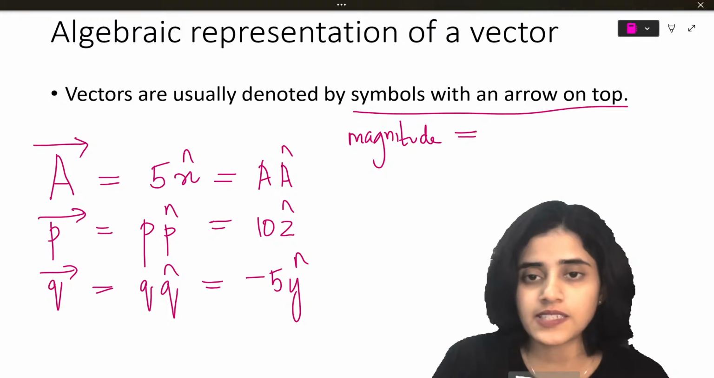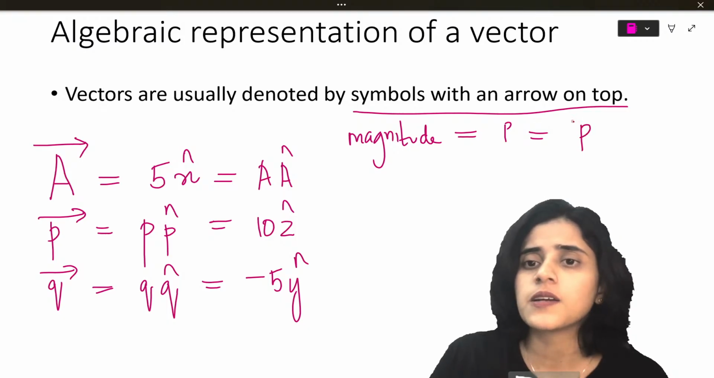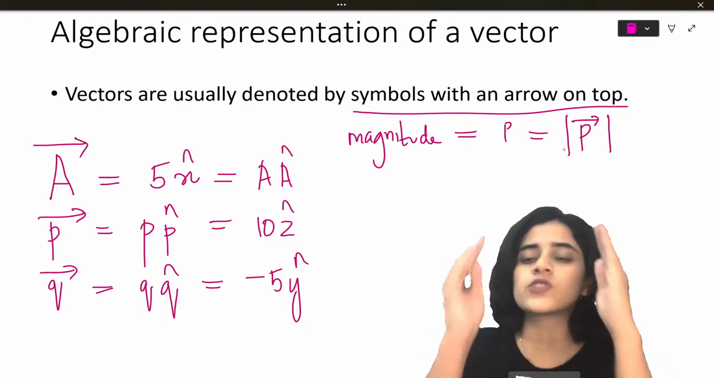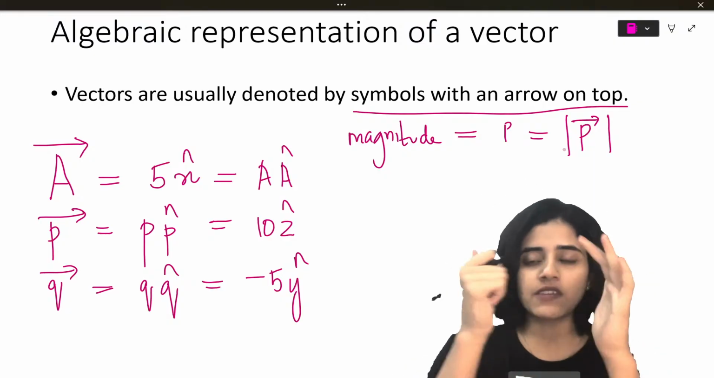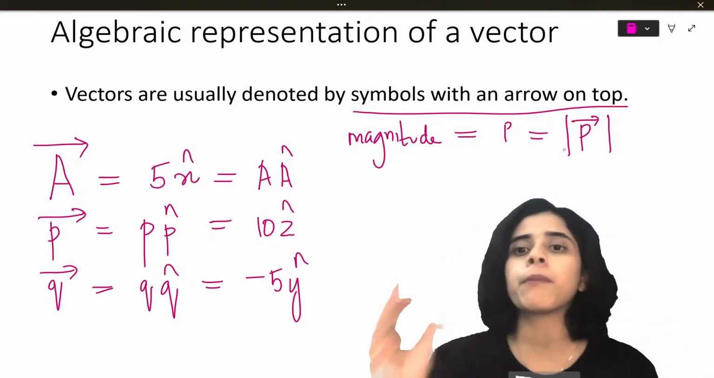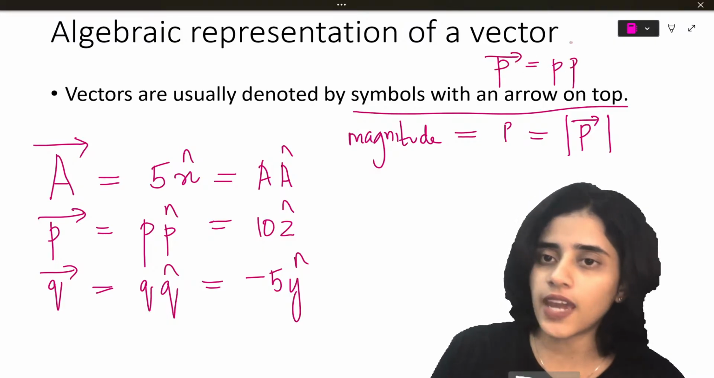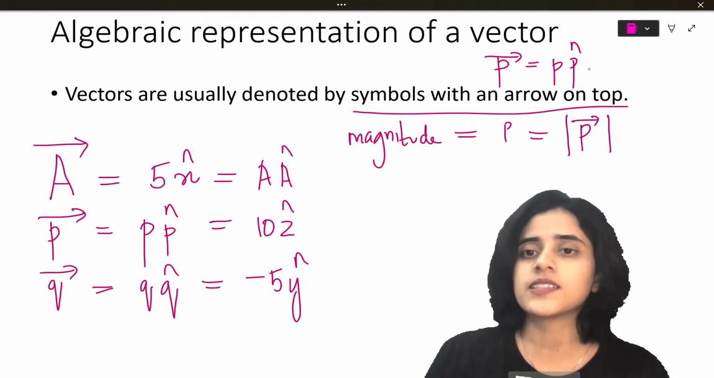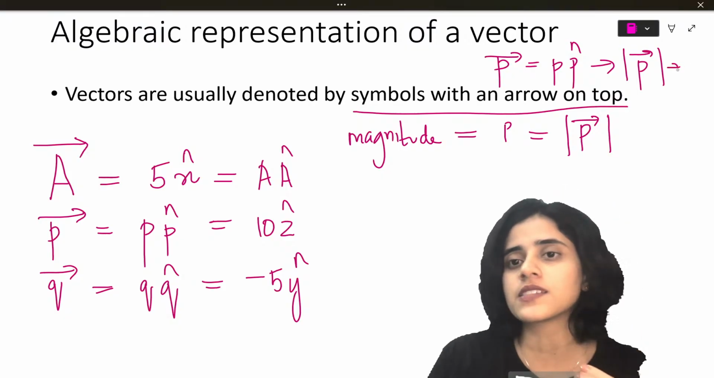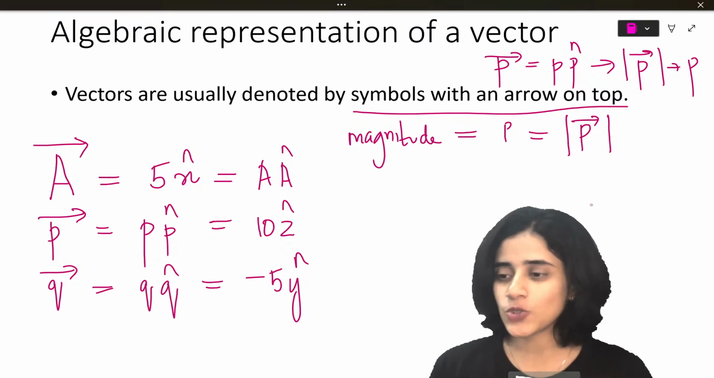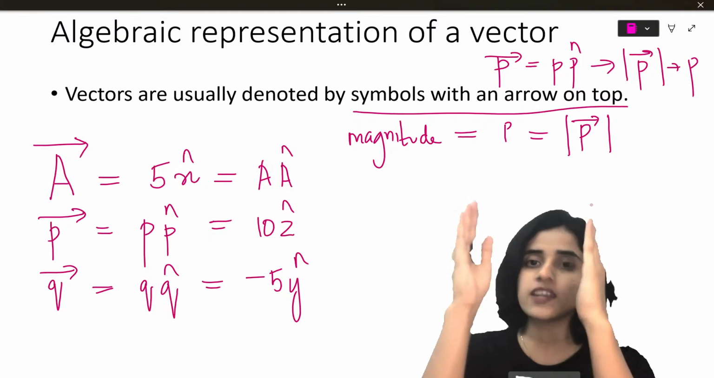Now, magnitude can also be represented as, for example, the magnitude of P can be represented as P vector, but I put these two signs. Understood? Simply P vector, with an arrow, is basically P cap. But if I write P alone, that means the magnitude P. Too confusing? So the magnitude P can also be written as P vector in mod.